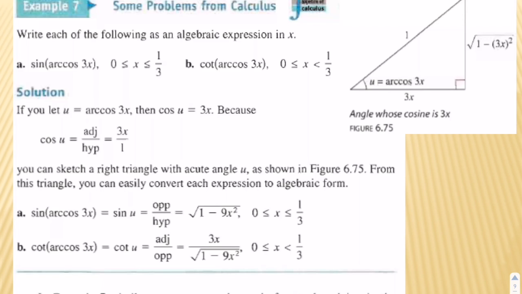And so take a look down in the solution there. It says that if we take the sine of that, the sine ends up being the square root of 1 minus 9x squared over 1. But you don't have to write the over 1 because it's just what it is. And that's considering that the value of x is going to be anything from 0 to 1/3.